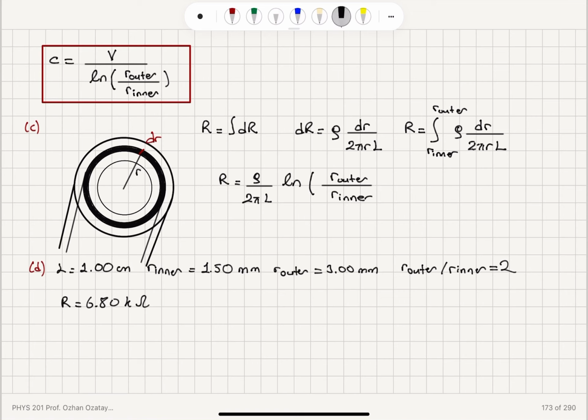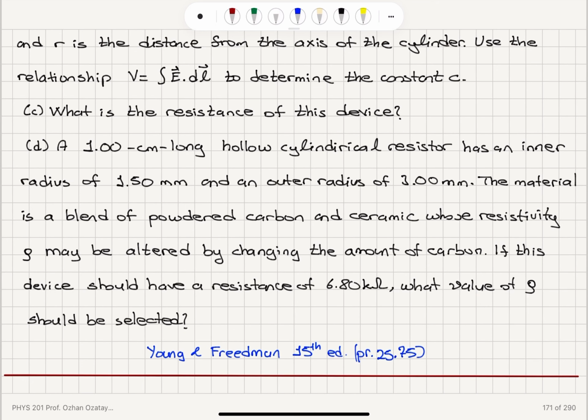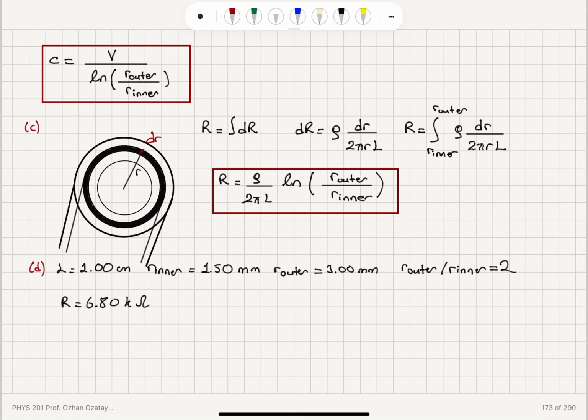So this will be the answer to part C. Okay, now part D. A 1 centimeter long hollow cylindrical resistor has an inner radius of 1.5 millimeter and an outer radius of 3 millimeter. The material is a blend of powdered carbon and ceramic whose resistivity rho may be altered by changing the amount of carbon. If this device should have a resistance of 6.8 kilo ohms, what value of the resistivity rho should be selected? The given values are here.